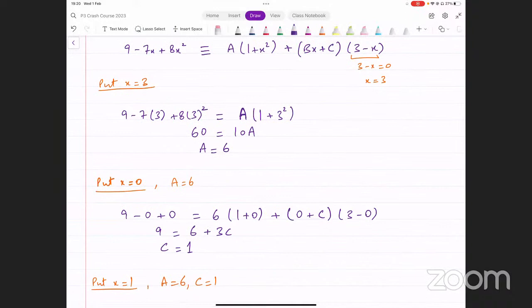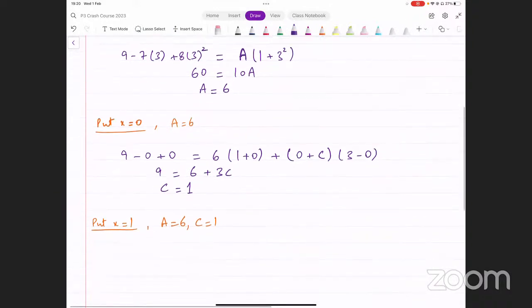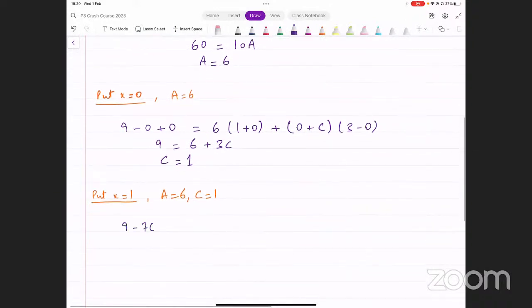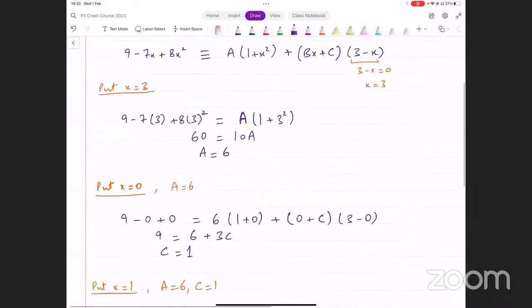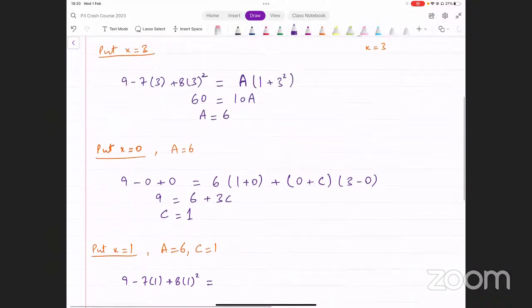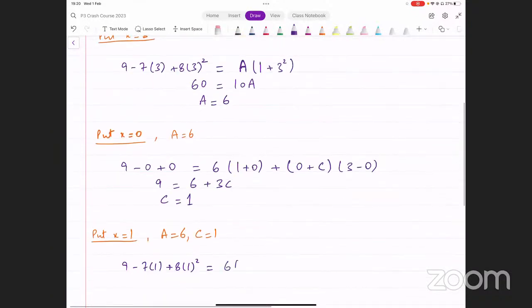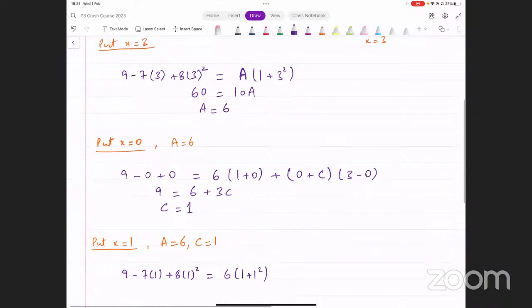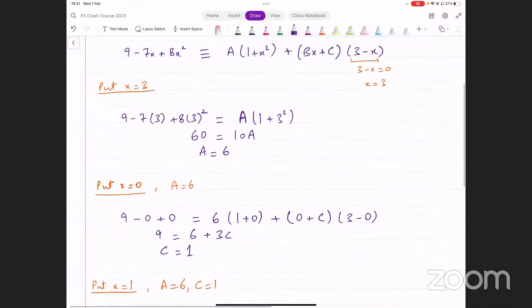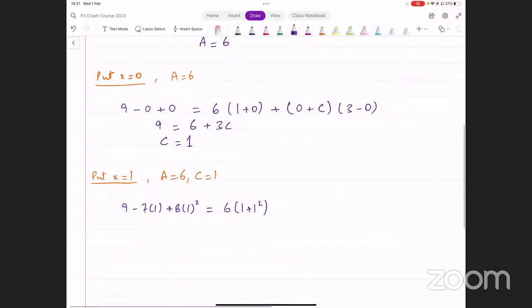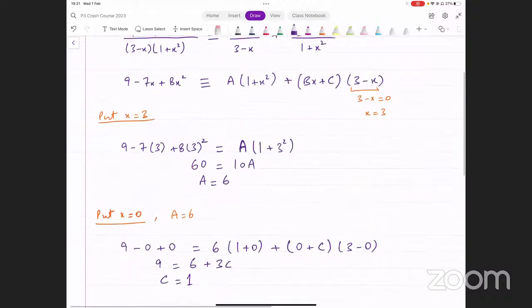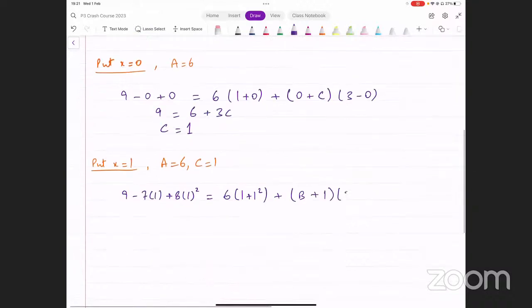Now, what do we have on the left side? 9 minus 7 into 1 plus 8 into 1 squared, right? On the right side, we've got 6 times 1 plus 1 squared, all right? Plus bx plus c. Plus b is unknown. We need to find that. b into 1, that's just b. Plus c, c is 1. Into 3 minus x. That's 3 minus 1.